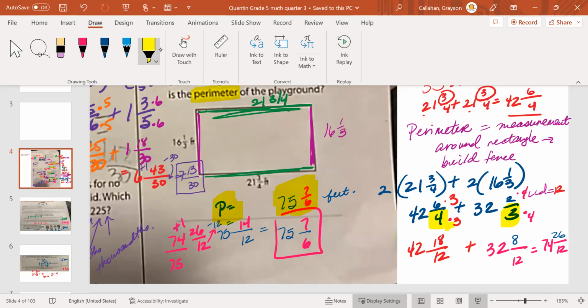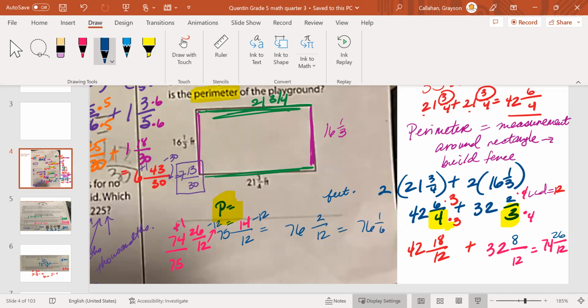Oh, wait a second. That's still too big, huh? Okay, so let's keep going. So then let's subtract 12 again, which is going to be a 76 and 2 over 12, which is 76 1/6. Feet. Make sure you put feet.